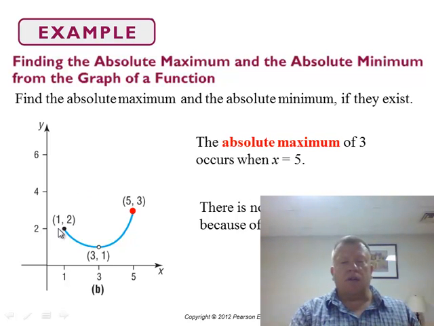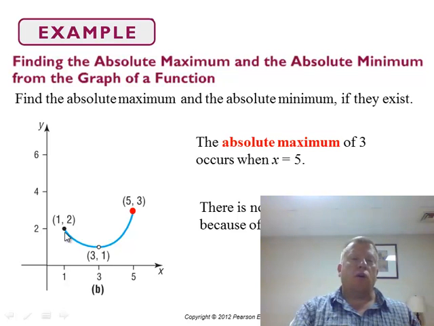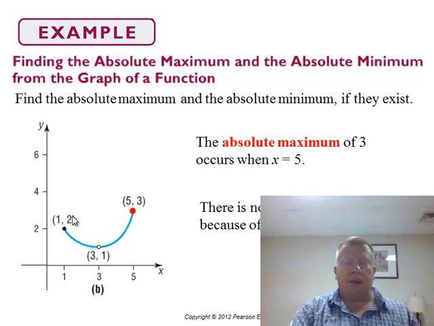Now, what's going on here at this point right here? Well, you could say that there's a local minimum there, but I'm sorry, it's a local maximum there at this point right here, but it's not an absolute maximum, nor is it an absolute minimum either. Nothing's going on as far as extreme value goes there.